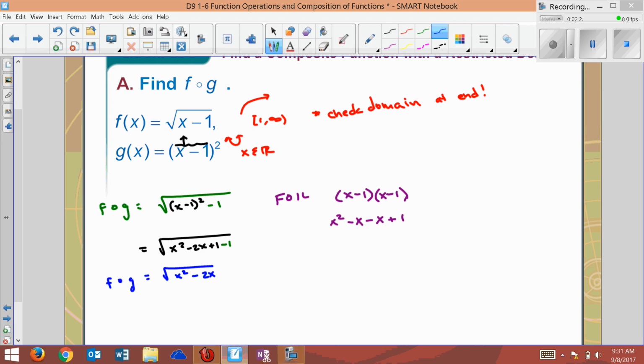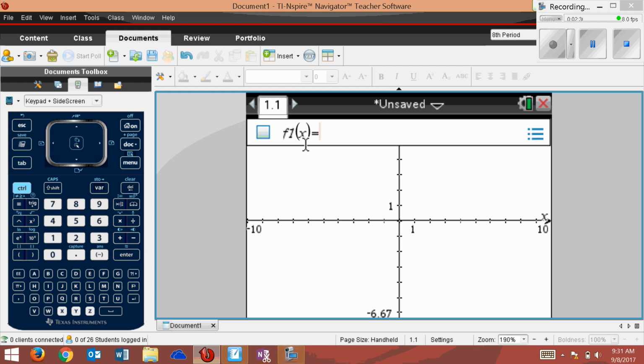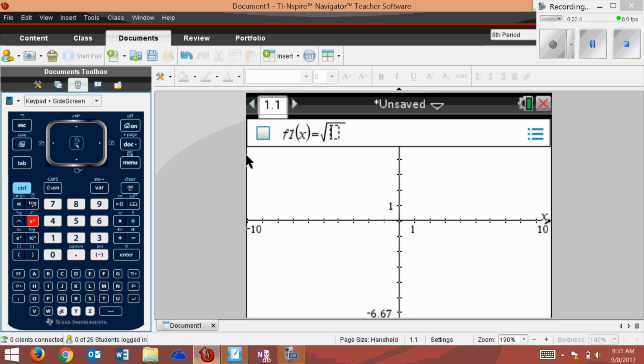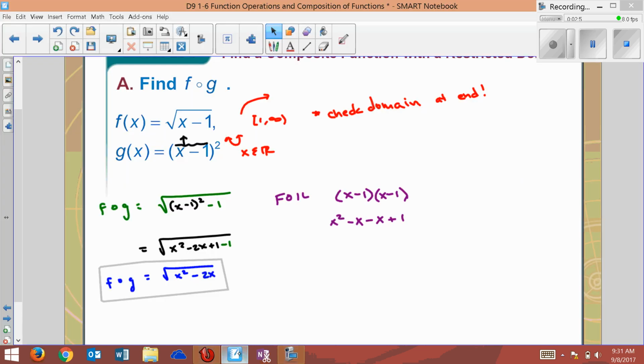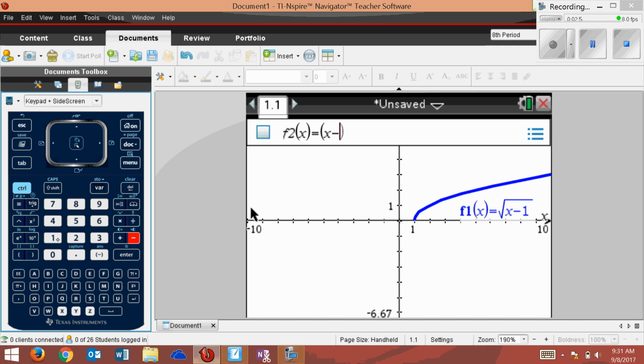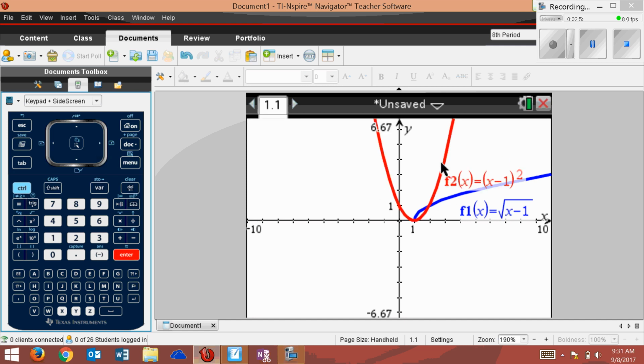Okay, there's my equation. Now, let's check this domain because since we have a different domain to start with, my domains might change when it's together. Here's how you're going to do this. You're going to go to your calculator, add a graph, and you're going to type in equations exactly as they appeared. So I want to first type in f, which was, if you remember, square root of x minus 1. And here's our square root, just like we said it was going to be, to the right one. Then I type in the other equation. It was x minus 1 quantity squared. There's our parabola and our square root.